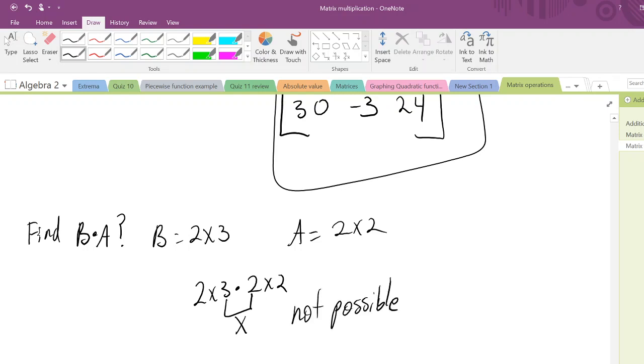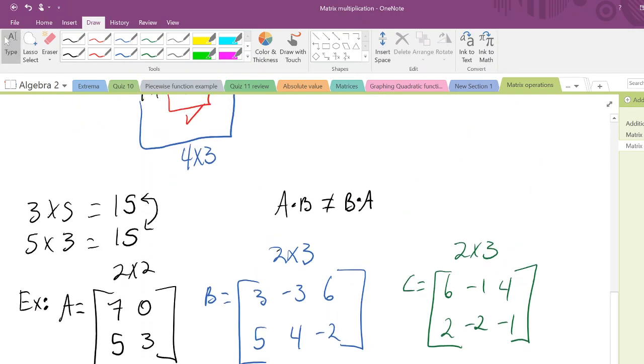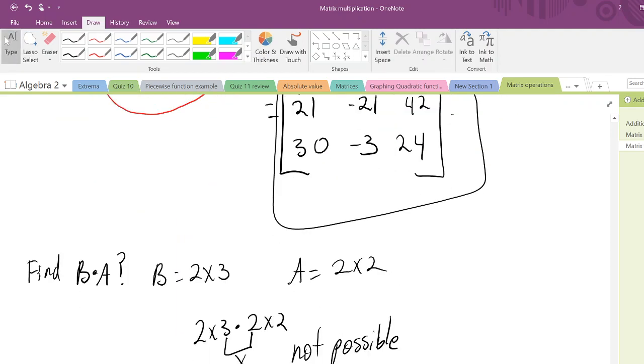So this is what I meant, right? Remember what I said, that 3 times 5 is 15 and 5 times 3 is 15? Well, that's commutative, that's the same thing. But here in matrices, this is not the same thing, as you can tell, right? So A times B gave me an answer. We just solved it. But B times A gave me not possible because the dimensions of the inside do not match. Alright? So let's do another quick example.